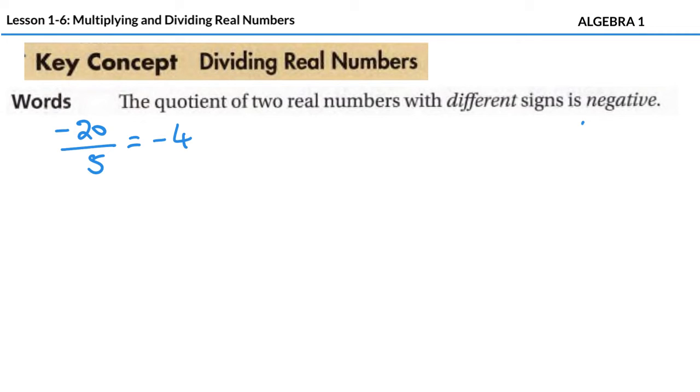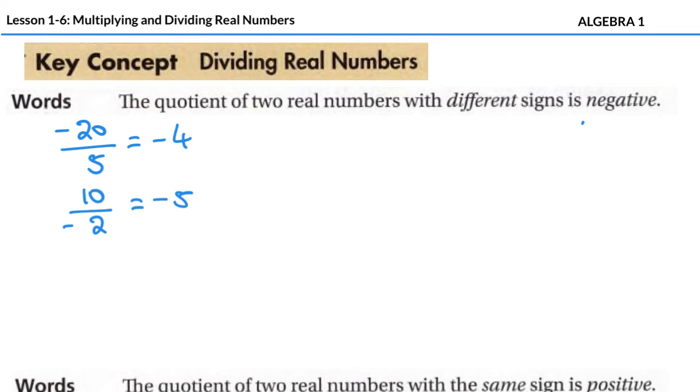Let's take another example. 10 divided by negative 2. What's going to be the answer? The quotient will again be negative because two numbers with different signs. 10 divided by 2 is 5. So get the concept? Whenever two real numbers with different signs are divided, the quotient is going to be negative.